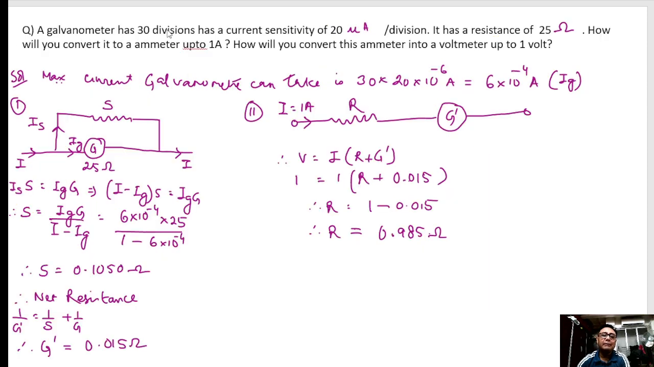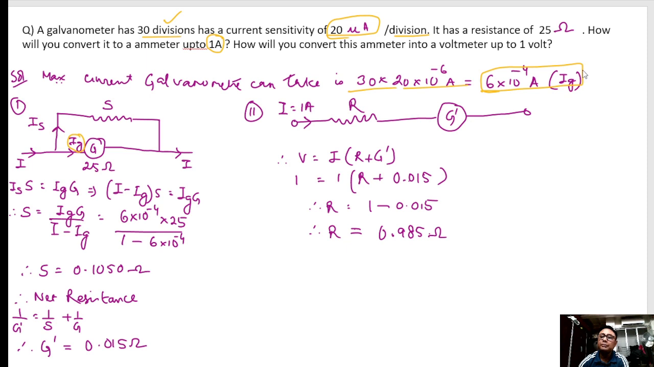Okay friends, a galvanometer has 30 divisions. Current sensitivity of 20 microampere per division. For every one division, what is the current flowing? 20 microampere. So if there are 30 divisions, the galvanometer can take how much current? 30 into 20 microampere, this is the current the galvanometer can take, Ig. But I want to measure 1 ampere.